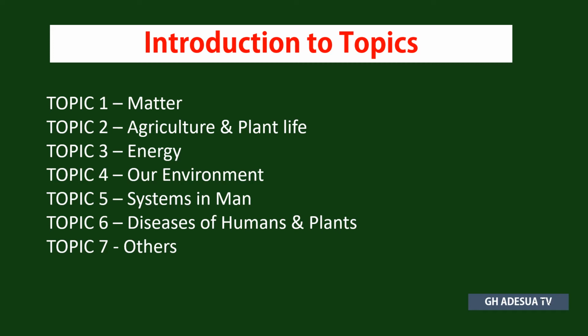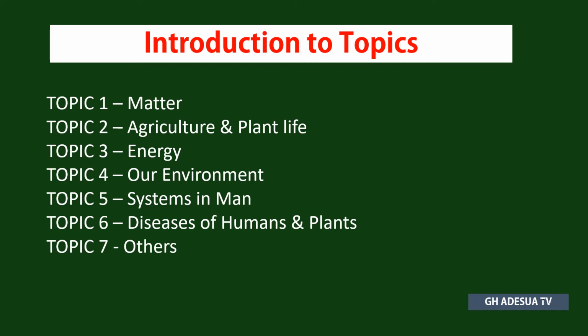Then we'll come to our environment, everything concerning our environment, environmental degradation, how to maintain the environment, gas exchange in our environment, pollution, etc. Then on topic 5, we'll pick the human being. We'll talk about systems in man, how cells form tissues, etc. We'll also talk about the various organs and organ systems, your circulatory system, talk about the blood, etc.